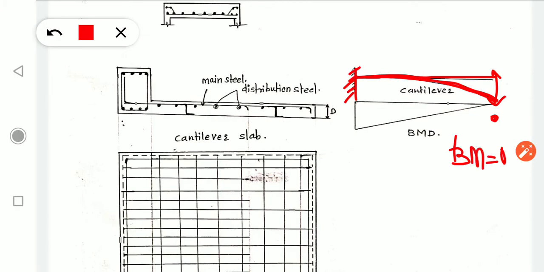Free end is 0, and maximum bending moment will occur at the fixed end. That's the point where maximum bending moment will occur. I hope you remember this.